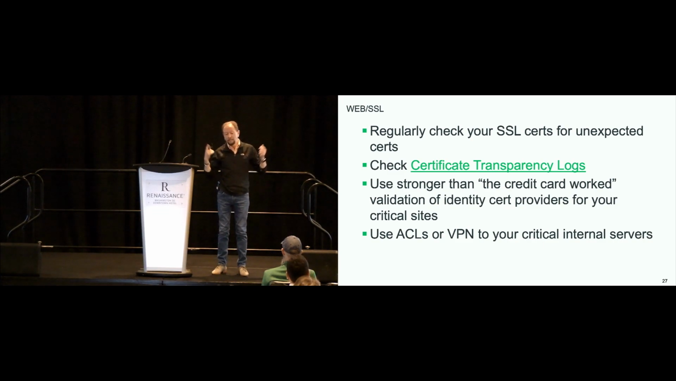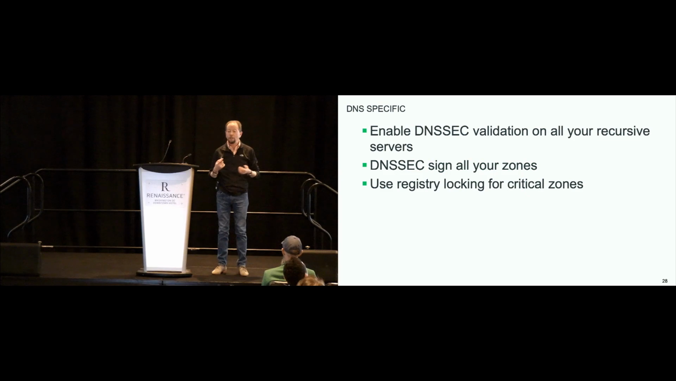And DANE. And ACLs, VPNs, tunnels. Again, it's all just the standard stuff. And then validate on your recursive. If you're going to sign things, you should be validating so that you know that DNSSEC is broken. And sign everything. And registry lock everything.